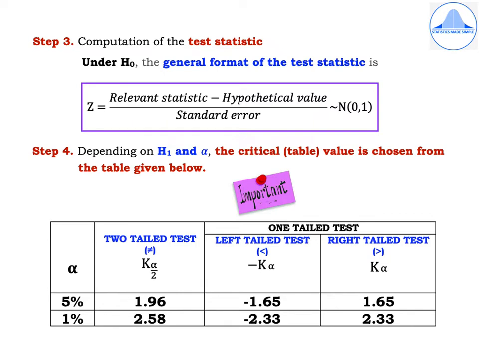And when alpha is 5%, the critical values are 1.96, minus 1.65, 1.65. And when alpha is 1%, the critical values are 2.58, minus 2.33, and 2.33. Now, usually the value of alpha will be mentioned in the problem. If it is not mentioned, then it is considered to be 5%.